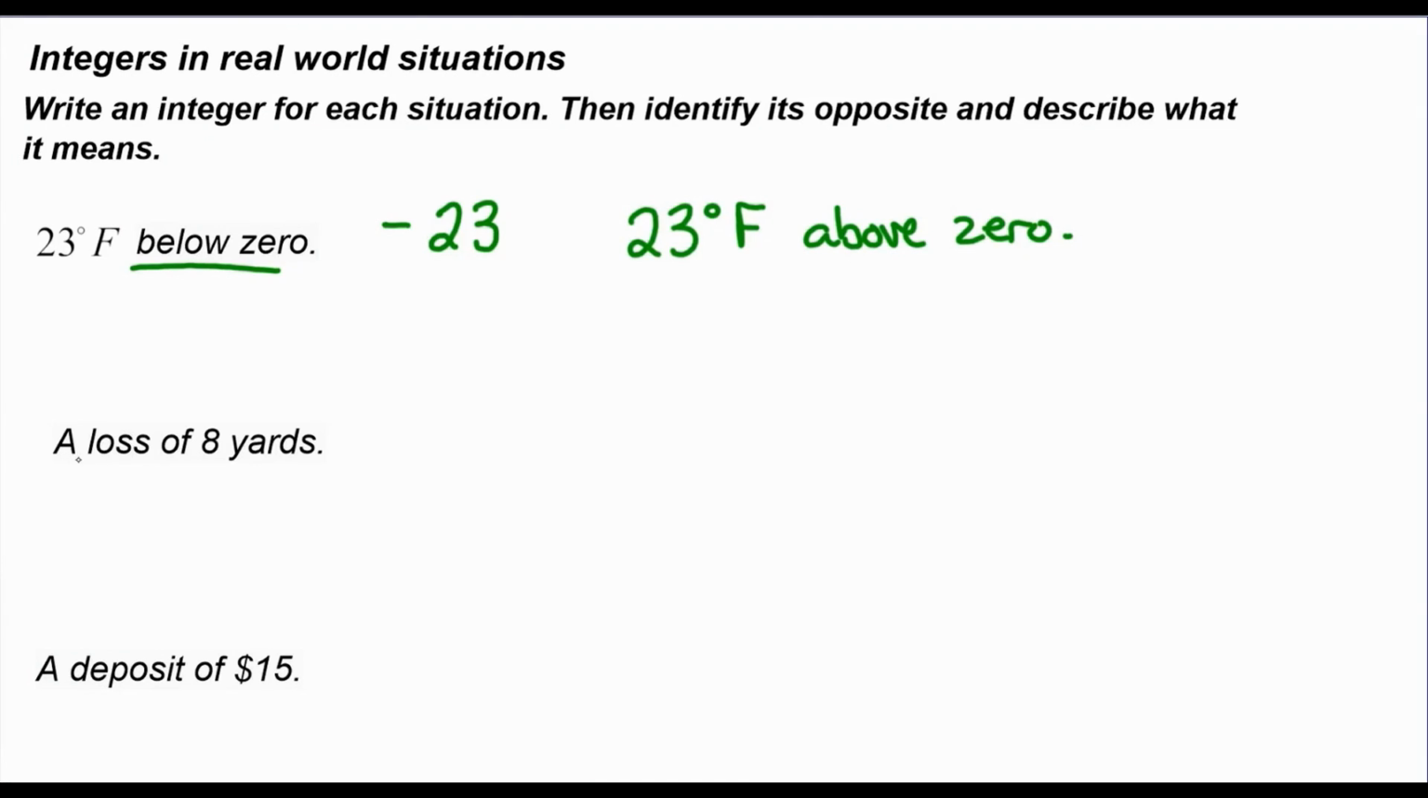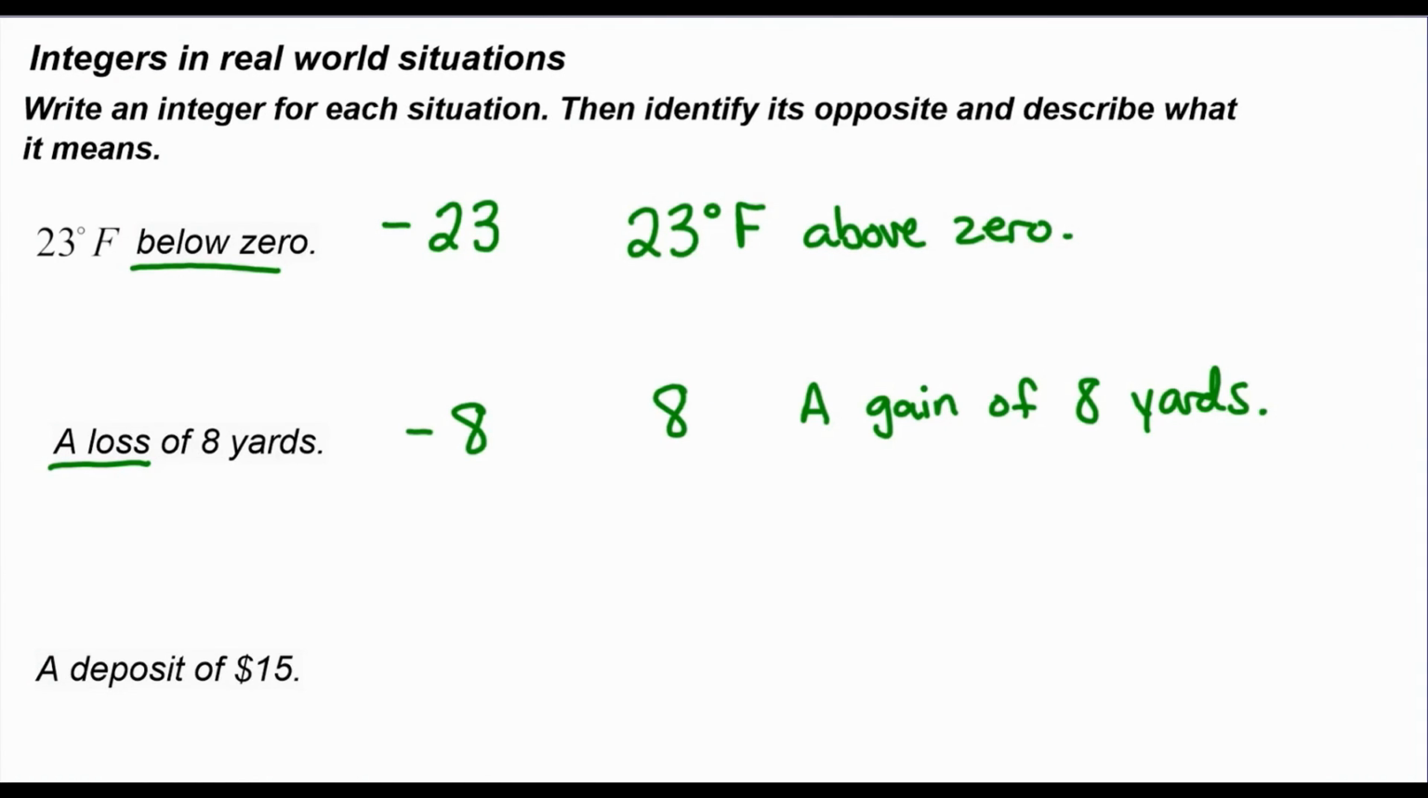The next one, we have a loss of 8 yards. So maybe we're talking about football here. So a loss of 8 yards means that we moved backwards 8 yards. So this would be a -8 for an integer that would represent that situation. And its opposite would be +8. So that would be a gain of 8 yards. That would be the opposite of a loss of 8 yards.